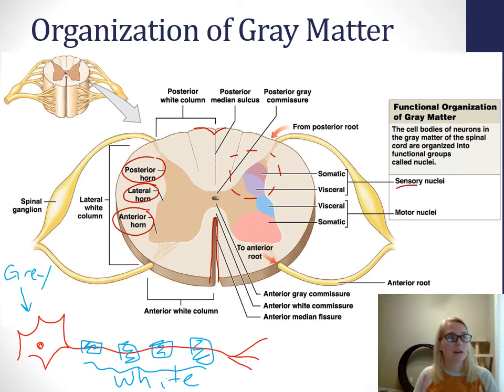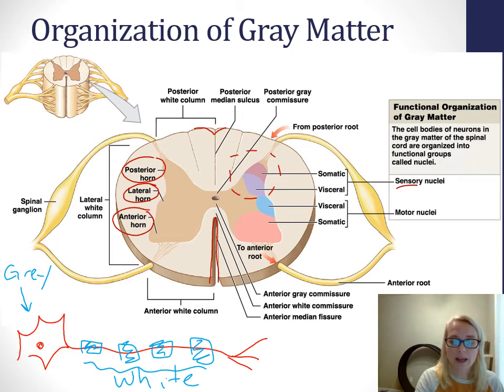Temperature, pain, pressure, light touch, those types of things. Visceral is sensory information that you are unaware of. So you are not aware of the blood pressure that's happening in the blood vessels of your arm. There's sensory information that's coming in. It's being processed by your CNS, but you are just not aware of it. So that's your visceral sensory. So somatic sensory is what you are aware of. Visceral sensory is what you are not aware of, but it's still sensory information coming into the spinal cord.